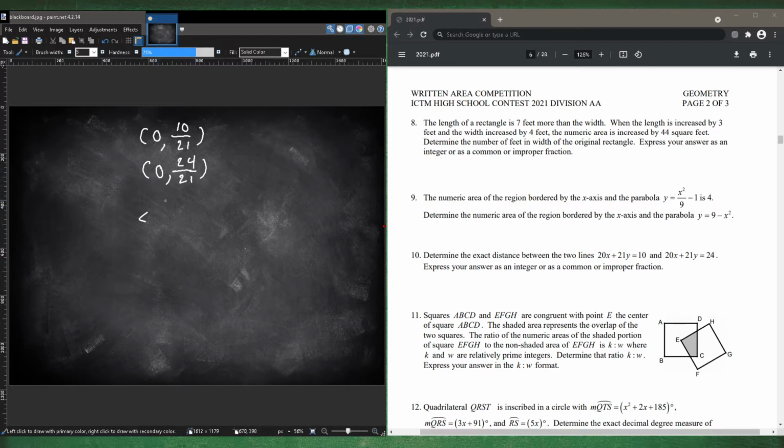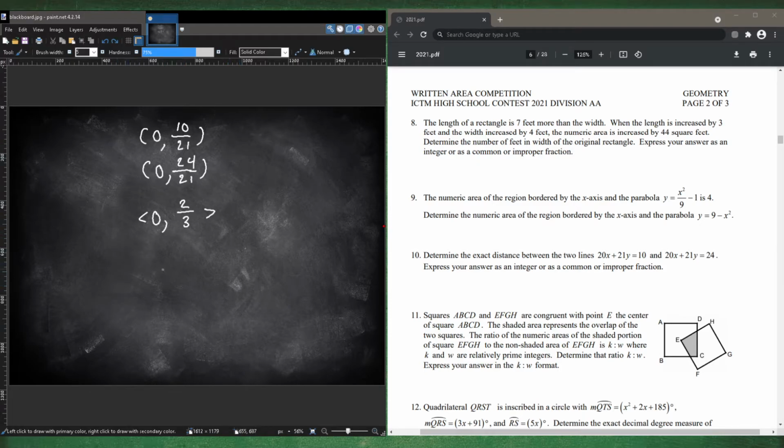So 0 minus 0 equals 0. 24 minus 10 equals 14 over 21. So 14 divided by 7 equals 2. 21 divided by 7 equals 3. So the distance, the vector between these 2 points is this vector, 0, 2/3.